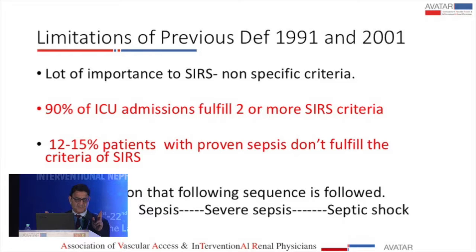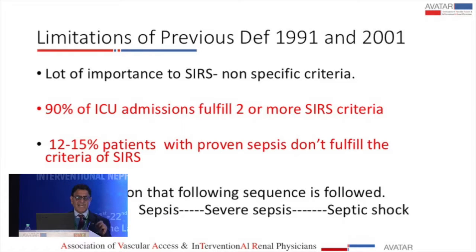There is organ dysfunction, which is caused by a dysregulated host response. We all get infection, and normally there is a regulated host response, and the infection goes. But if there is a dysregulated immune response and there is an organ dysfunction, it becomes sepsis.